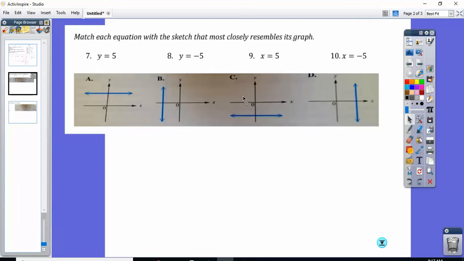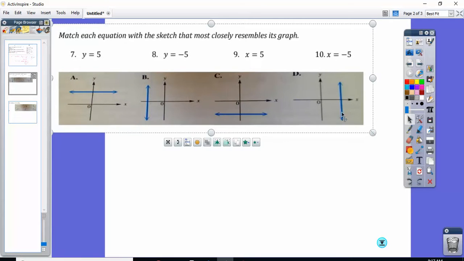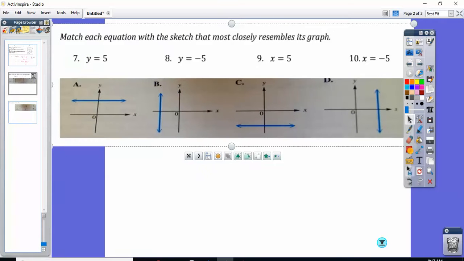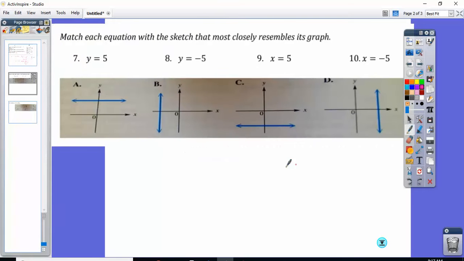I apologize, up here on my screen, these pictures are really dark, but I think on your Chromebook you can see them much better. Number 7, y equals 5. If it's y equals a number, what kind of line is it? Horizontal. So we just need a horizontal line at +5. So that would be A. B is y equals -5. So it's still a horizontal line, but it's down here at -5. So that's C.